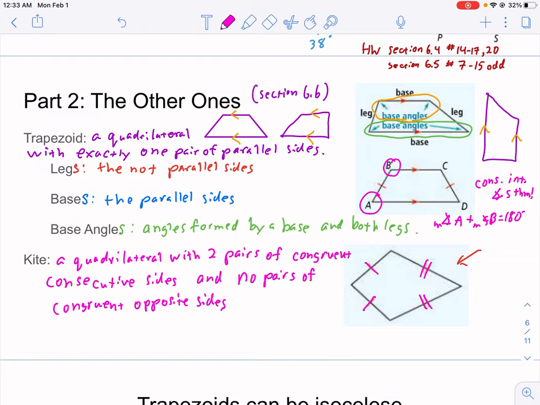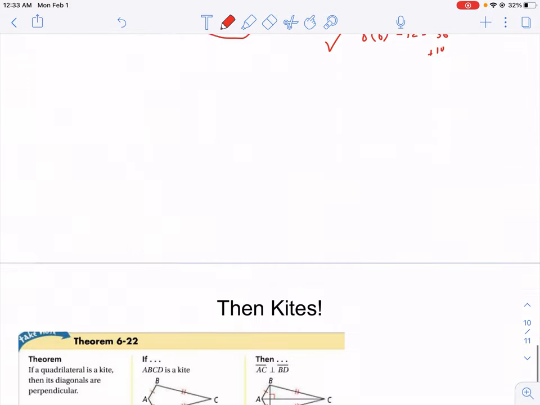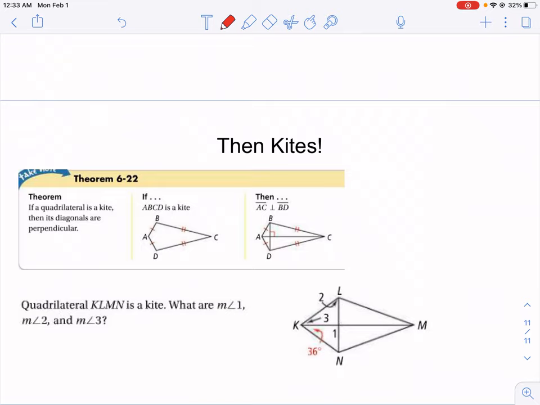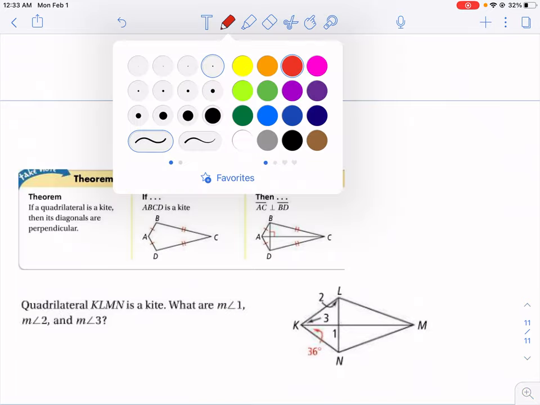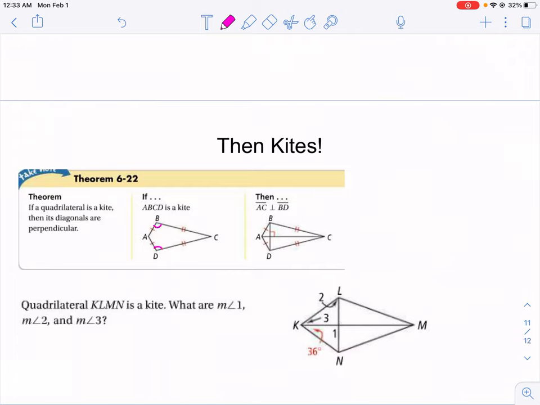Now, many a time, we'll simply be presented with the sort of problem where we are told it's a kite, and then asked to solve for x by being given the lengths of consecutive sides. But kites have several properties of their own. For one thing, as you may have guessed, these angles are congruent. However, these angles are not.